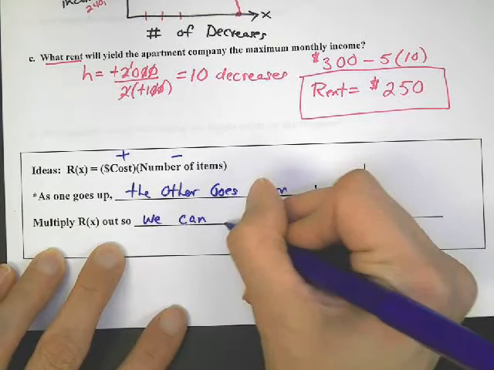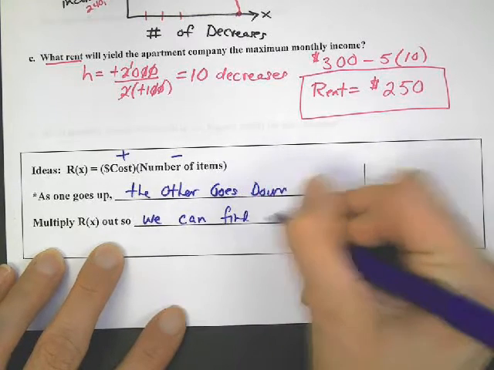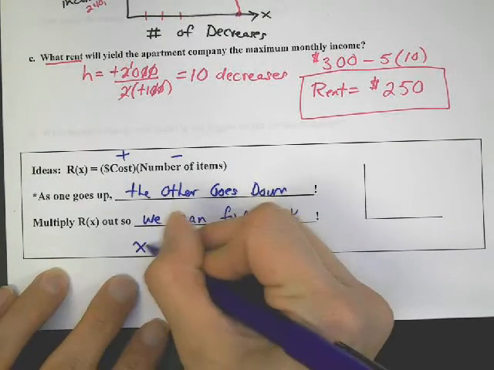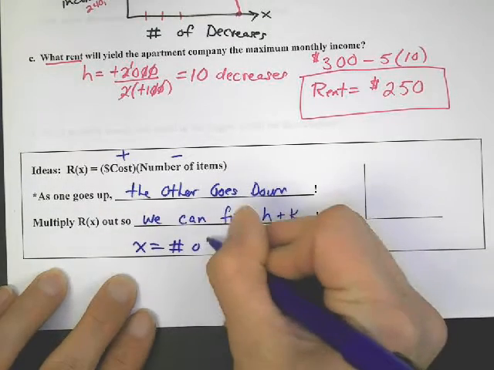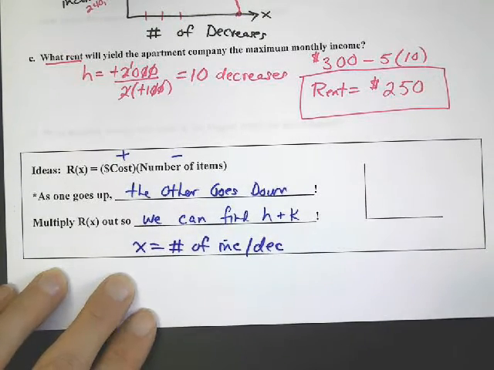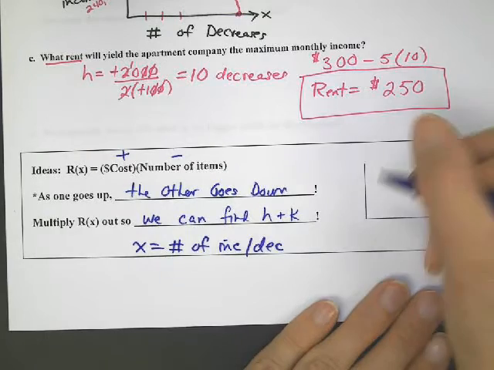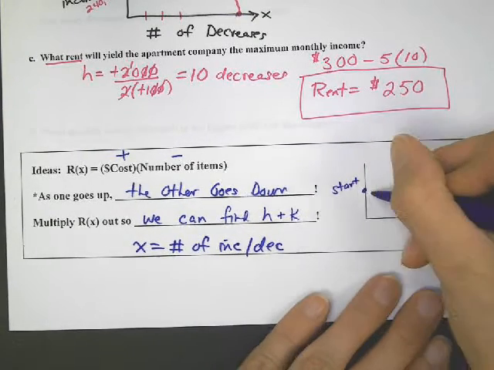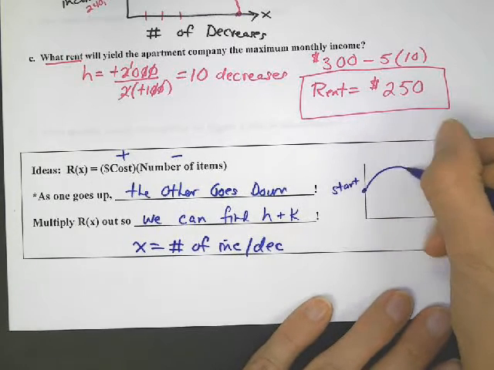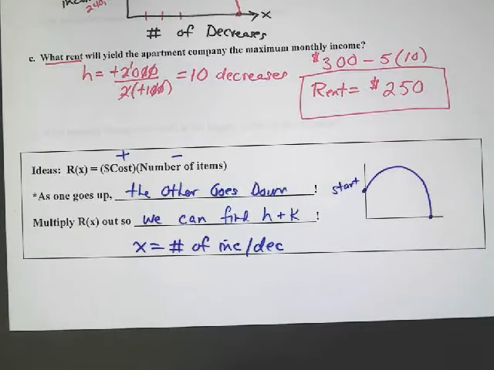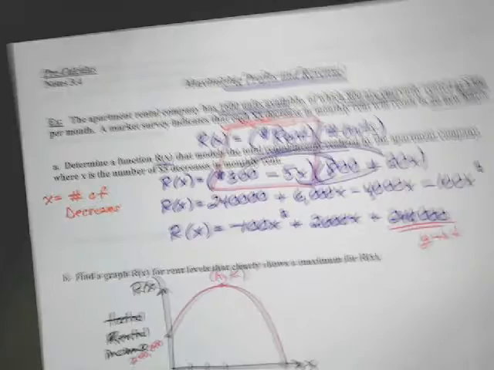so we can find H and K, use the formulas. Okay, and X is always the number of either increases or decreases, either or. Okay, and so the way this looks is it's going to have a certain starting point. It's going to start here, go up, up, up, and then come down, down, down. Okay, that's the gist of it. Let's go look at another one so you get the hang of this money thing.